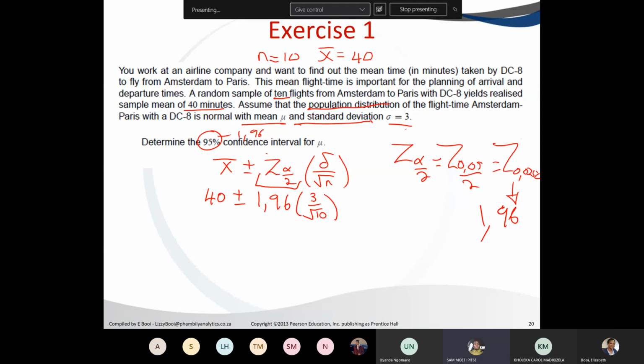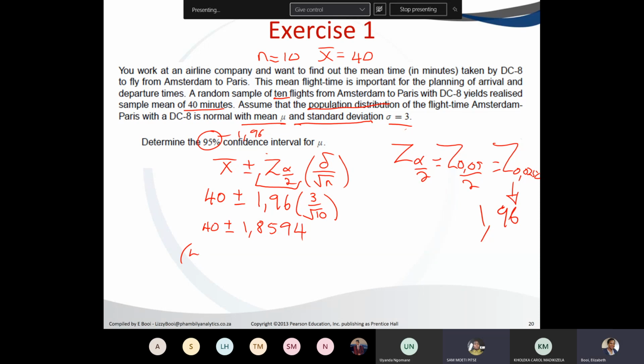Okay, my answer is 38.1406 and 41.8594. But I want to write step by step. The following step after 40 plus or minus 1.96 times 3 over the square root of 10 is 40 plus or minus 1.8594. That is the product of the two.